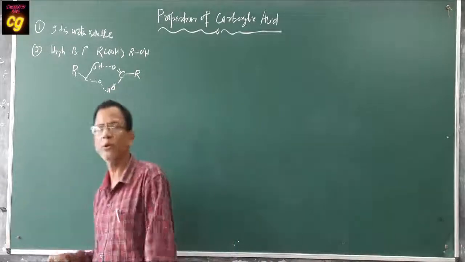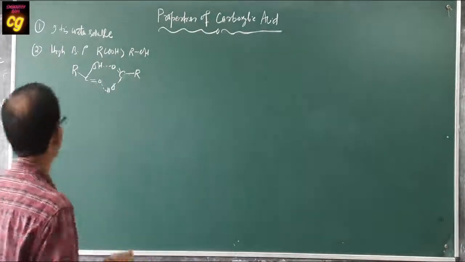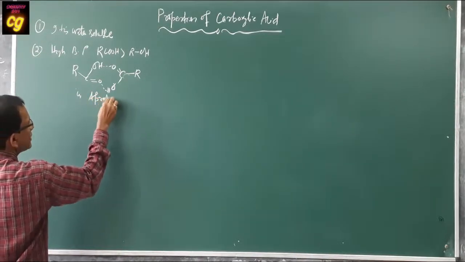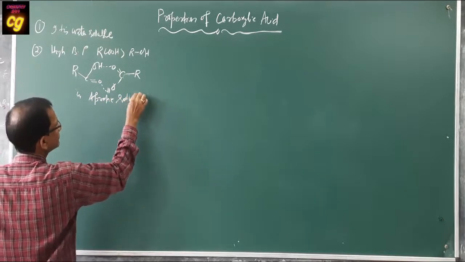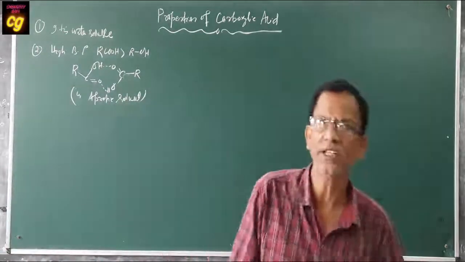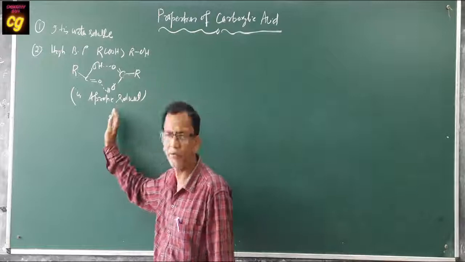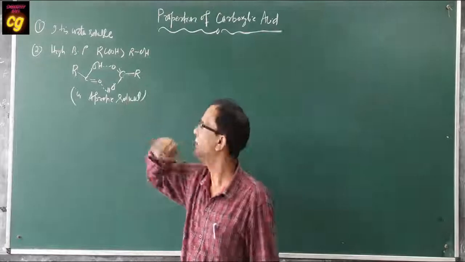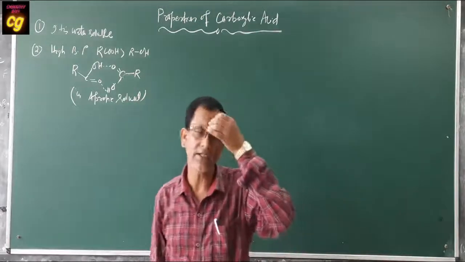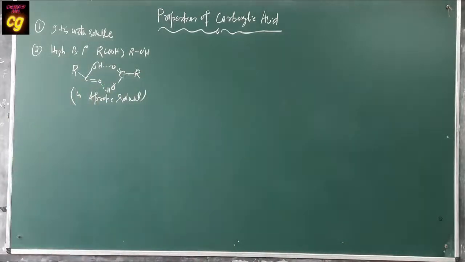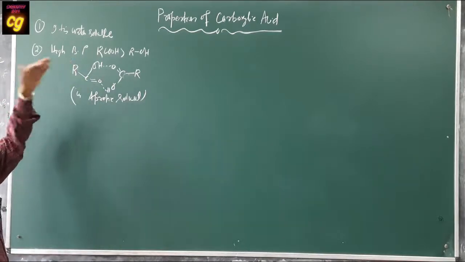Generally, this dimeric form of acid is mainly possible in nonpolar solvent, in aprotic solvent. Aprotic solvent means it does not produce H plus ion. So if you take this type of solvent, like benzene, then acetic acid and benzoic acid produce dimeric form. That's why molar mass becomes double and the boiling point increases. So water soluble, high boiling point compared to alcohol.